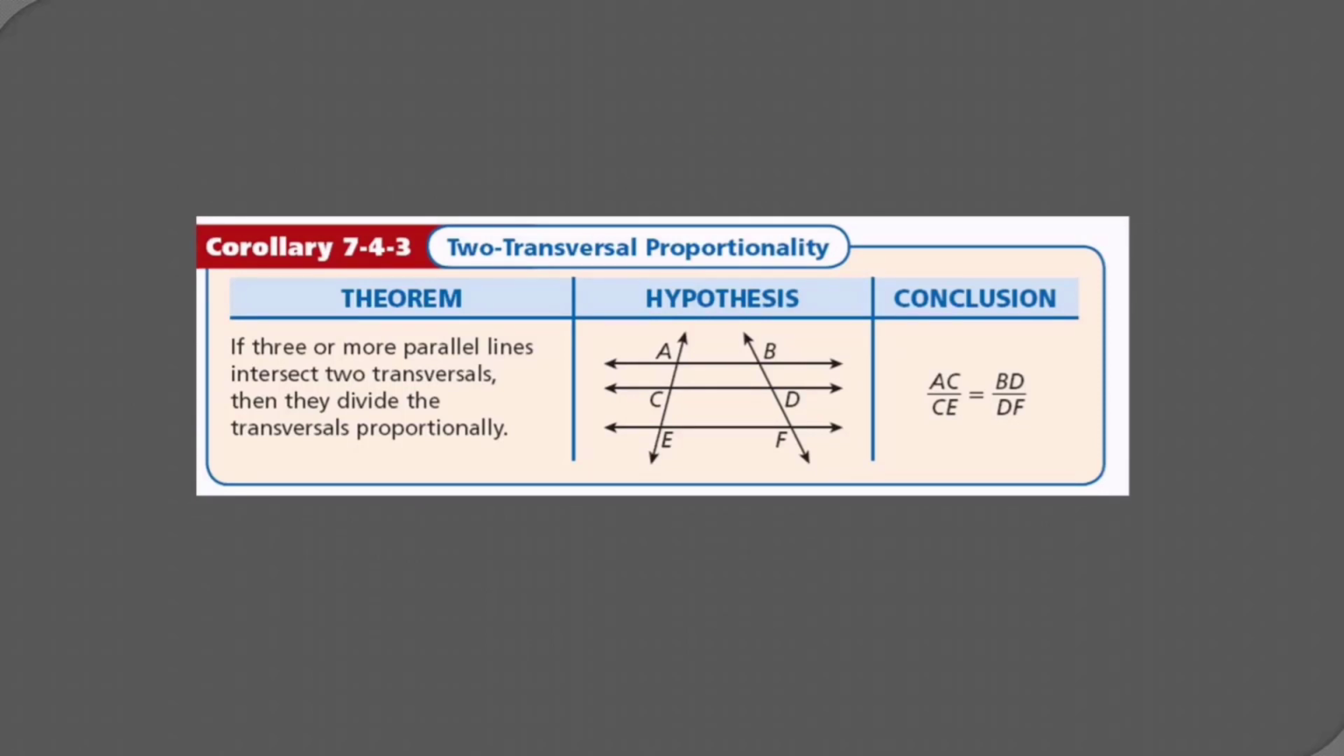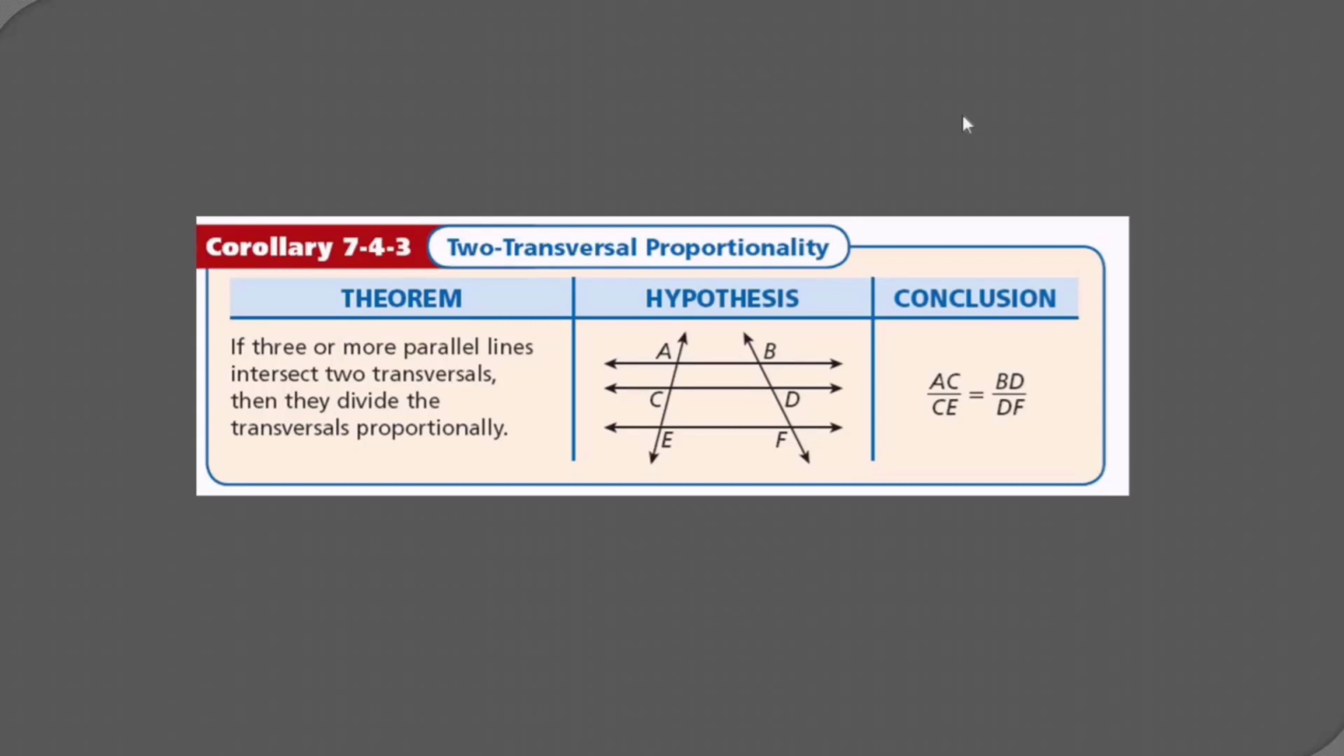My third theorem is: if three or more parallel lines intersect two transversals, then they divide the transversals proportionally. So now I have more than three parallel lines. Is it okay for me? Yes, but I have one important condition, that they intersect two transversals. Then they divide the transversals proportionally.